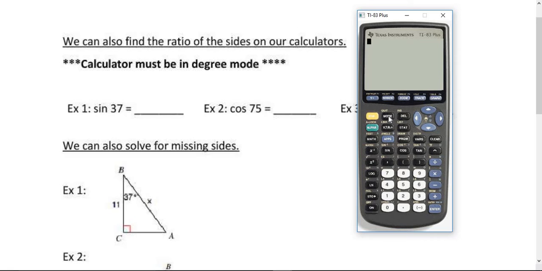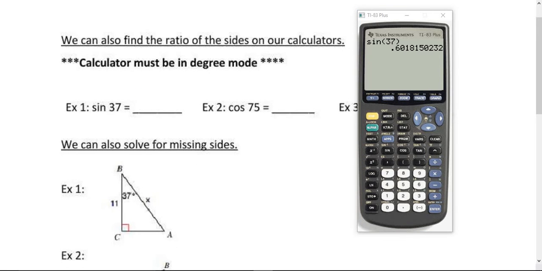All right, so if we need to do sine of 37, we can look right here. We have all of our sine, cosine, and tangent buttons right in the middle. So I will just do the sine of 37, and I know it's degrees because I changed to degree mode, and we'll hit enter. So that's going to be 0.602. We'll round to the hundredths place.